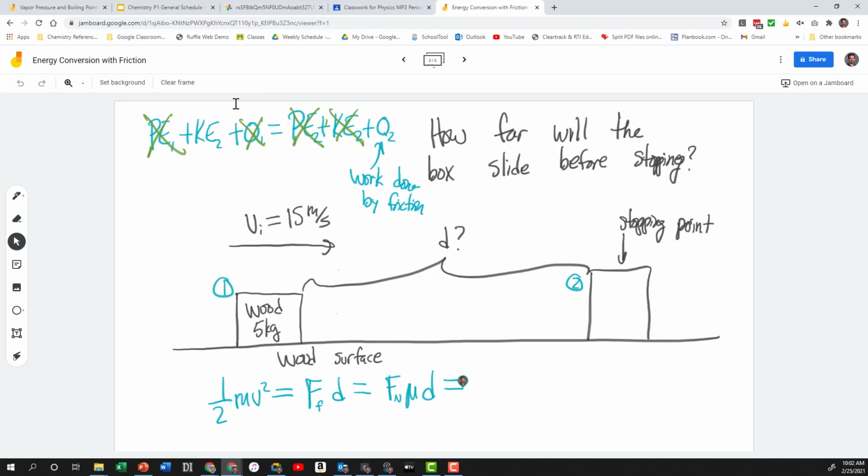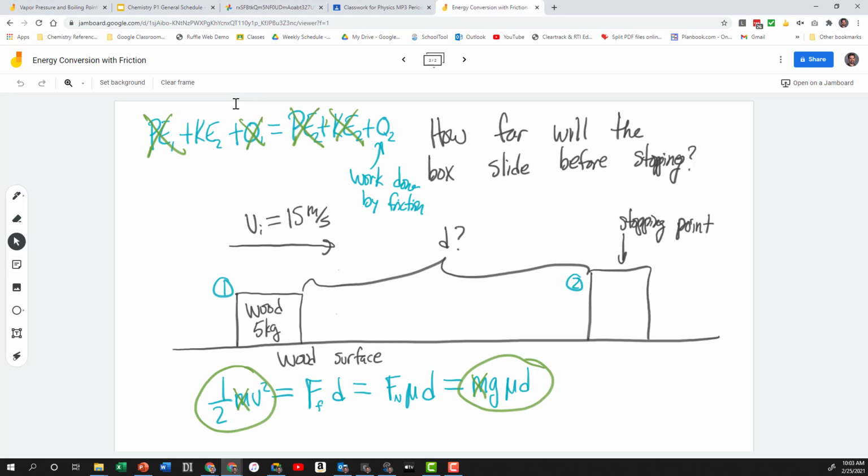Fn, what is Fn equal to? That's right, so it's mg. mg times mu times D, right? So if we look at this equality from all the way from the left to the right, which one cancels out? M, that's right, so we don't even need to know what that is.